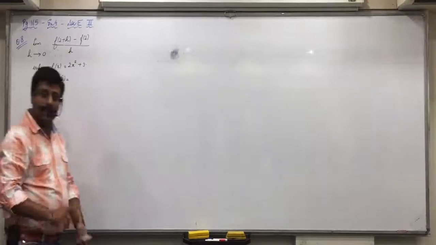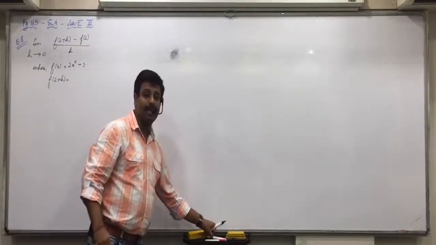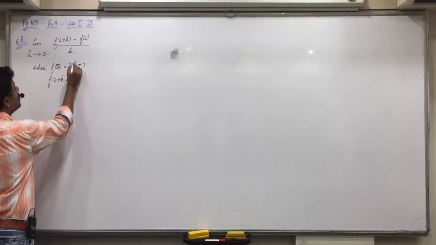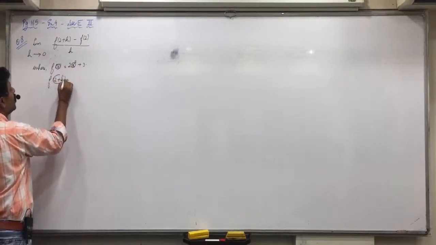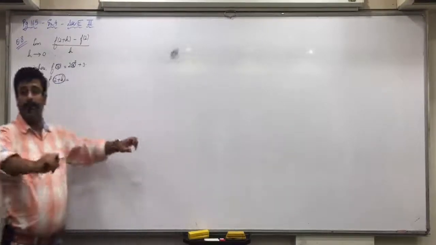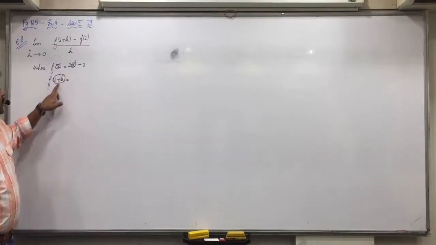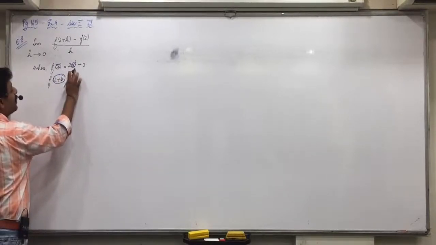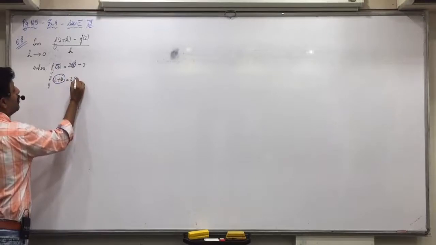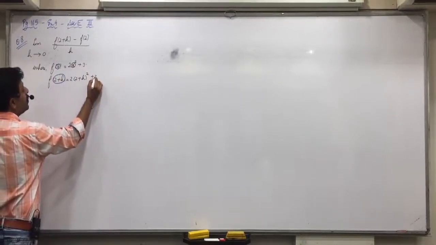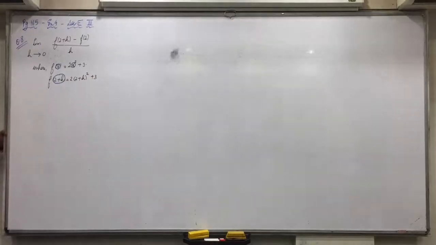Now what we have to do is, f(2 plus h) means wherever you have x, you will substitute 2 plus h. Any confusion? No. Wherever there is x, you will substitute 2 plus h. So 2 remains as it is. In place of x, now I will write 2 plus h whole square plus 3. Raise your hand who did not understand it.